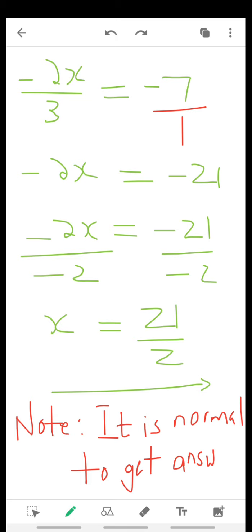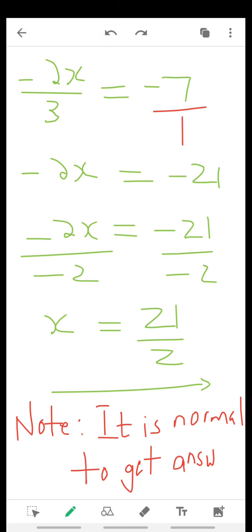And then minus 2x is the same as minus 2 times x. And then I will divide both sides by minus 2. They will cancel. I'll be left with an x. But what I do on the left must also be done on the right. So it will be negative, negative, positive, and then 21 over 2 will remain as 21 over 2.